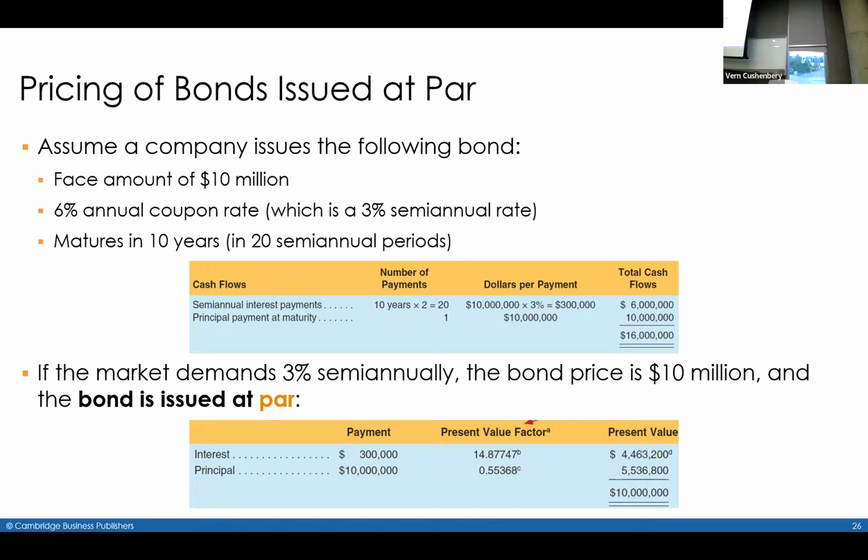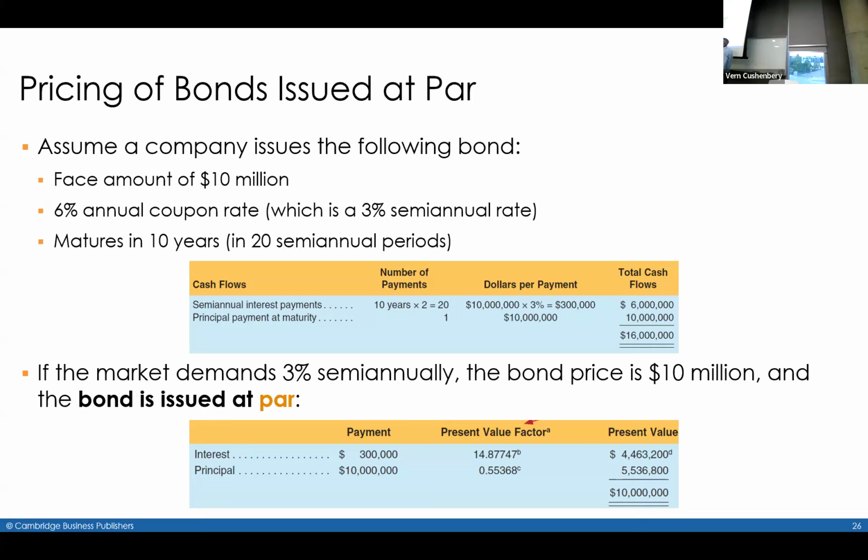So we have a $300,000 payment. And the present value of annuity factor, in other words, what's the present value of a $300,000 annuity stream for a period of 20 years? Answer to that is $4.4 million. What's the present value of a $10 million payment 20 years from now? Discounted back at 3%, that's 5.5 million, or 10 million in face value.